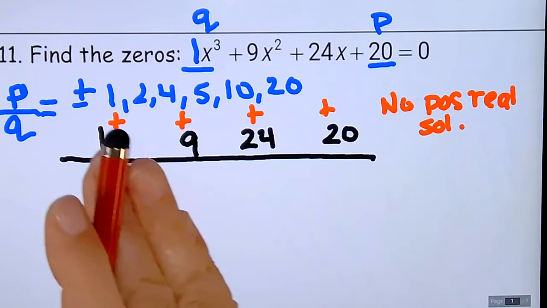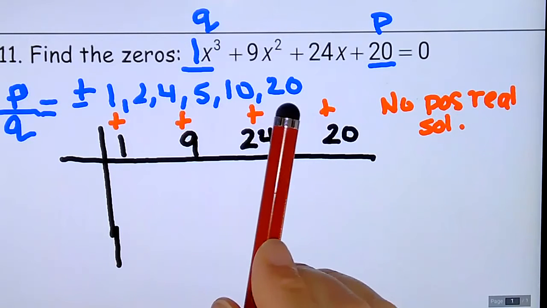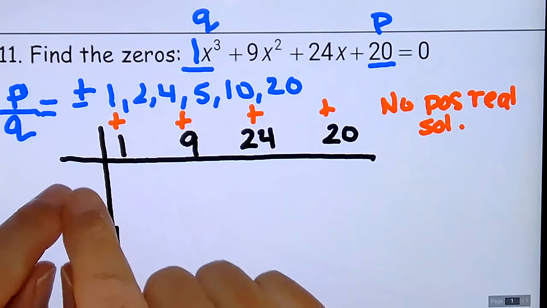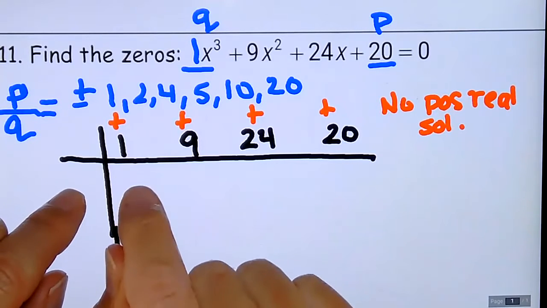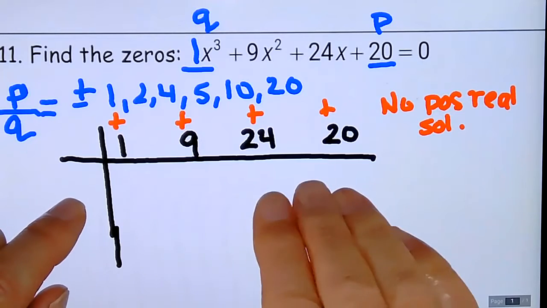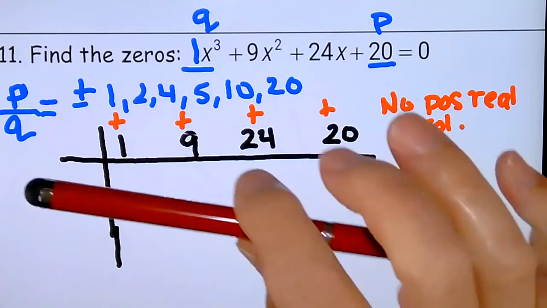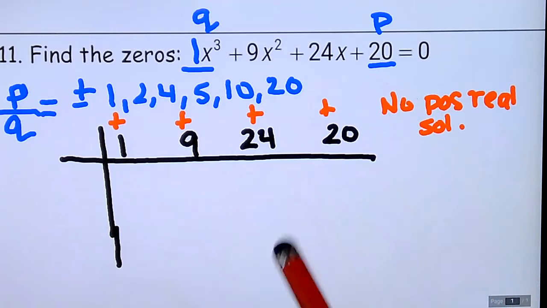So I don't need to waste my time trying positive 1, 2, 4, 5, 10, 20. You can also kind of think of it this way. If I'm putting a positive number here and I'm bringing down a positive, timesing positives, adding to a positive, nothing's going to cancel out. So it makes sense that I shouldn't be trying the positives, but some of us might be focusing on trying all the positives. Don't. It's going to be a waste of your time.